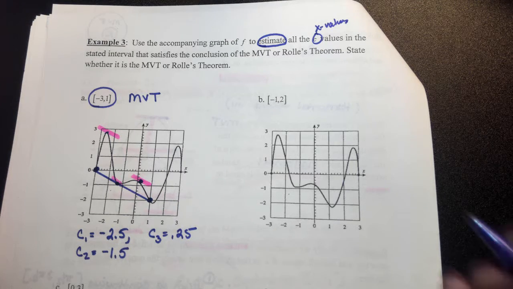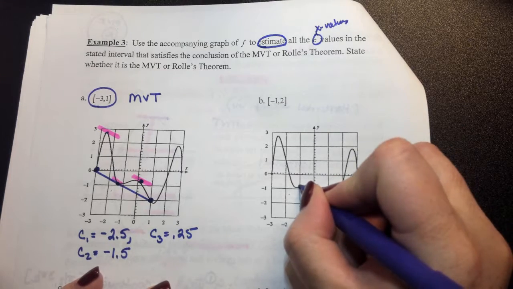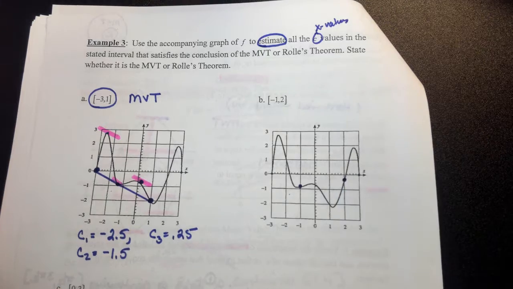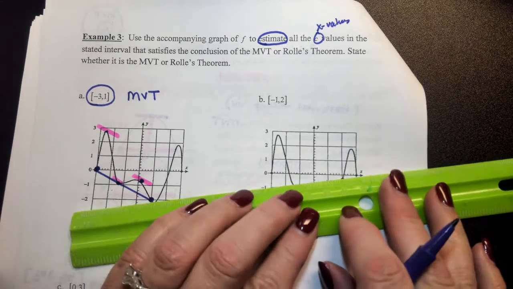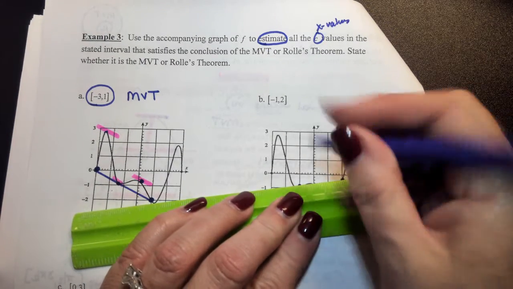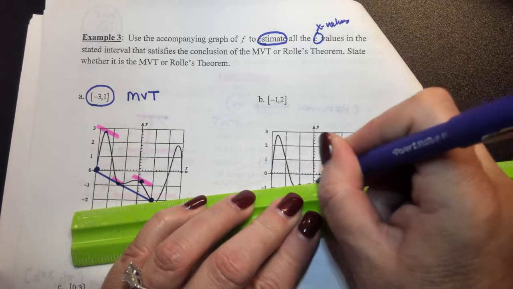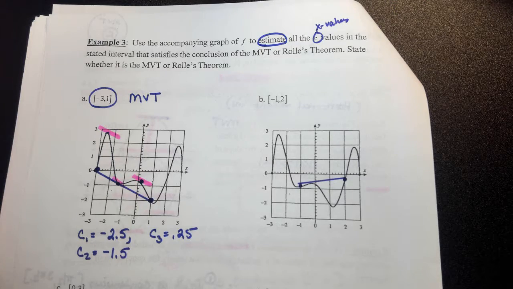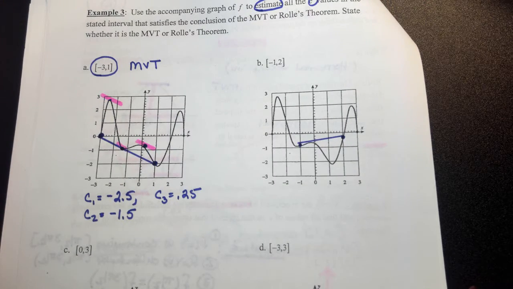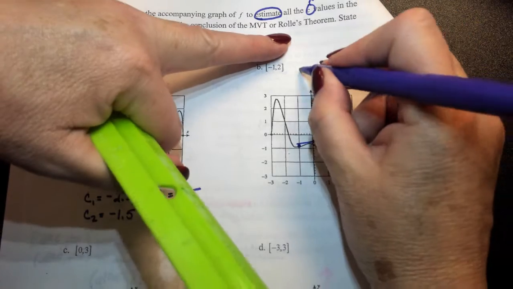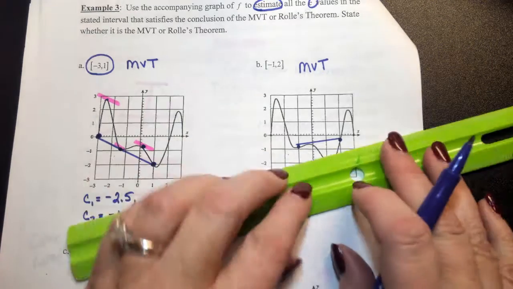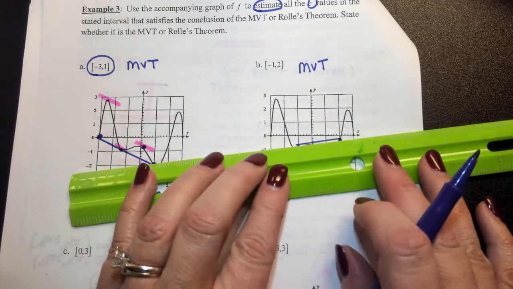So now let's look from -1 to 2. So let's find the point at x equals -1, and then at x equals 2. So what do you think? Mean value theorem or Rolle's theorem? Mean value theorem. Again, remind me, how do I know it's not Rolle's? Not horizontal. And remember, I'm only looking between -1 and 2.